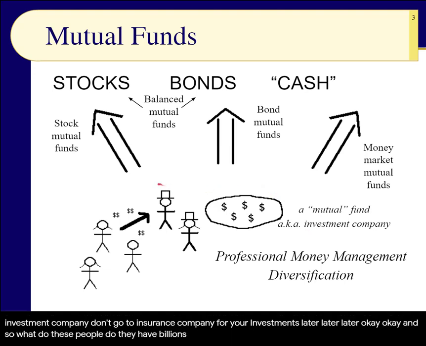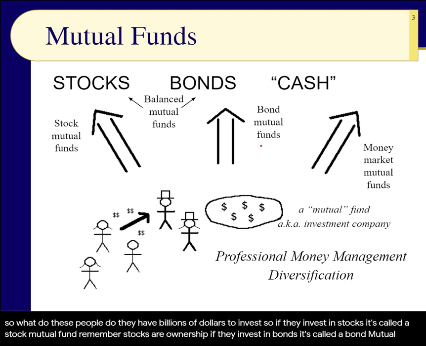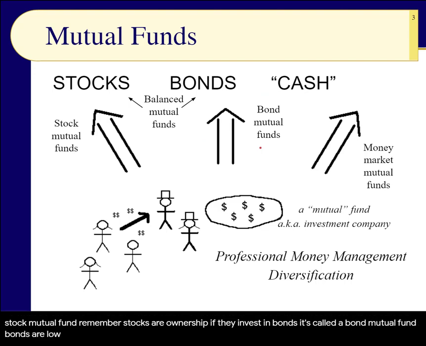They have billions of dollars to invest. So if they invest in stocks, it's called a stock mutual fund. And remember, stocks are ownership. If they invest in bonds, it's called a bond mutual fund. Bonds are loans, right? And if they invest in the short-term money, cash investments, short-term, as we discussed in Chapter 1, they are called money market mutual funds.